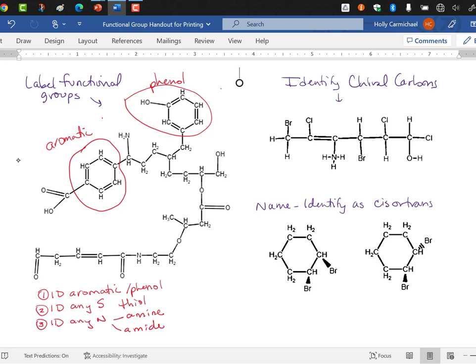So do you see any nitrogens? The one that's just up above the aromatic. Everybody see this one here? What does that make this? It's an amine. If you look at the carbon it's attached to, notice it just has a hydrogen. There's no double bond oxygen, so I know that this is an amine. Do you see any other nitrogens?